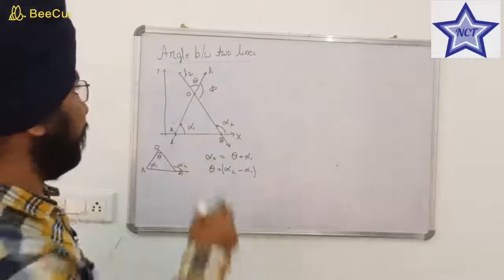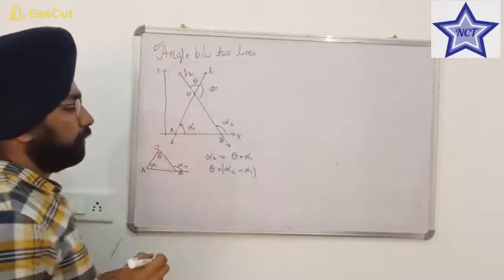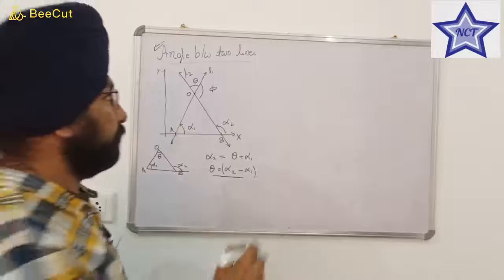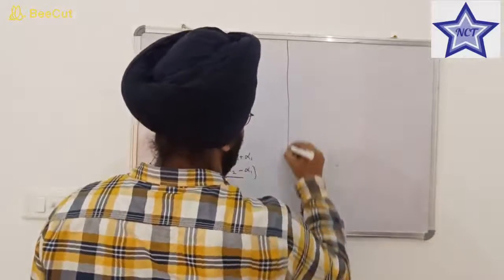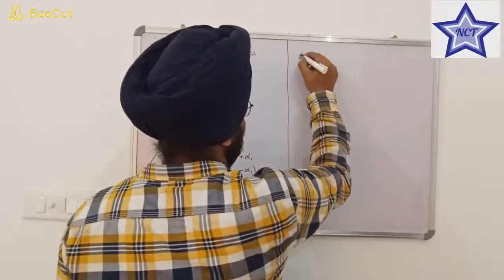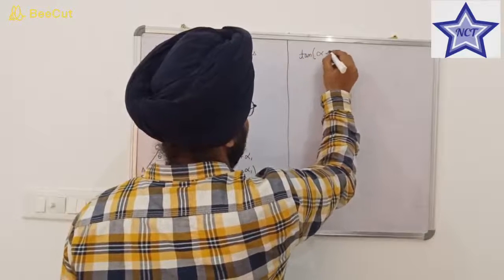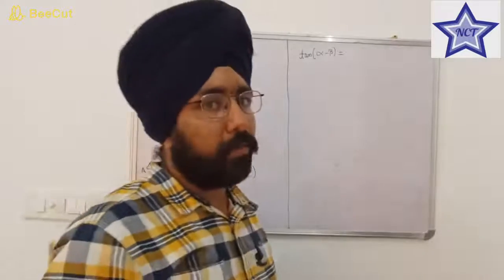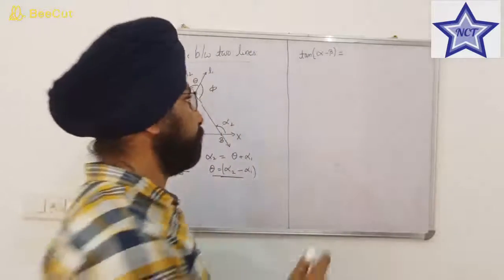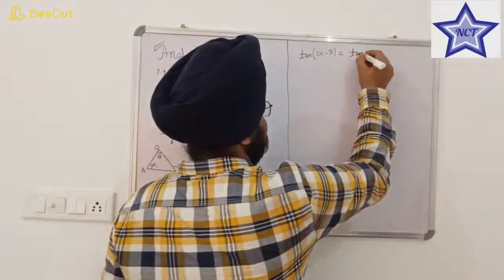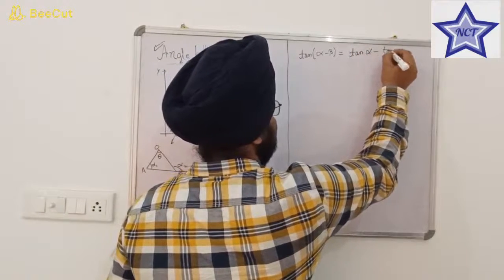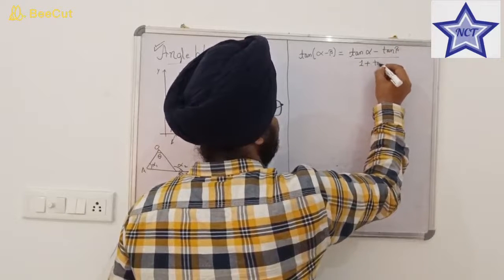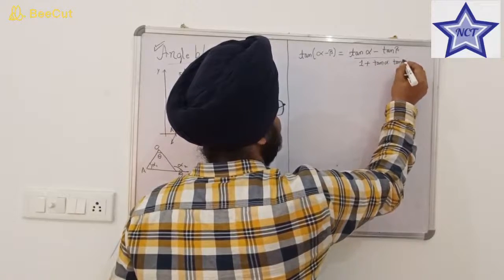So theta is what? Angle between two lines. To calculate this, we have to use some trigonometric formulas. Let us say tan of alpha minus beta. You have covered this topic in trigonometric functions. tan of alpha minus beta is equal to tan of alpha minus tan of beta upon 1 plus tan alpha into tan of beta.